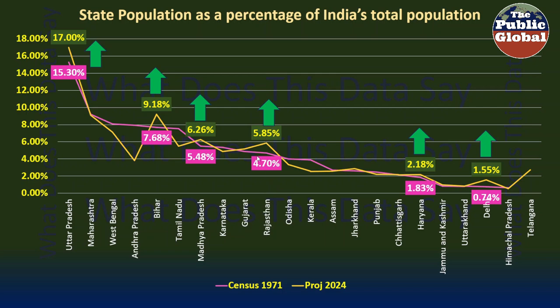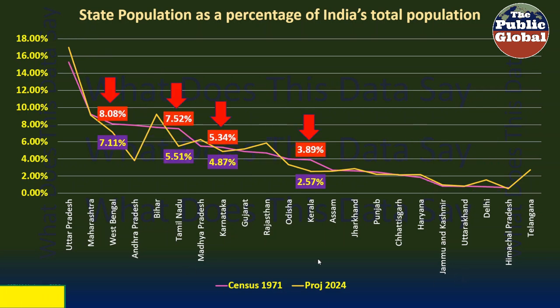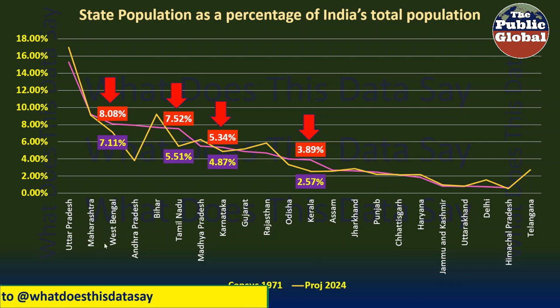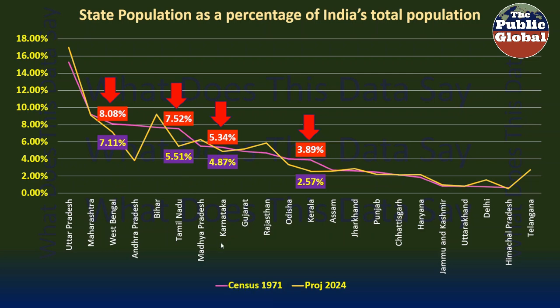It is now 5.85% of the country's population. Haryana goes up by almost half a percent, and Delhi contributes about 1.55% of India's population. It was 0.74 in 1971. On the other hand, the key southern states, the population has decreased as a percentage of India's population. West Bengal has gone down. Tamil Nadu, it was 7.52 in 71, now it is 5.51, a 2% decrease. Karnataka has gone down by over a percent. And Kerala too, it was 3.89 in 71, now it is 2.57.